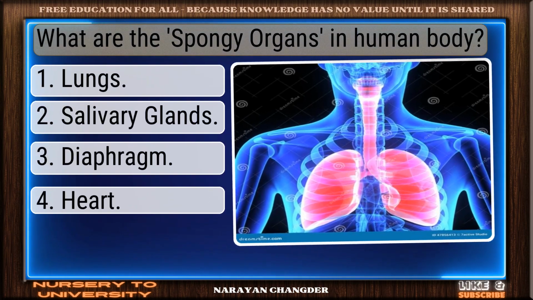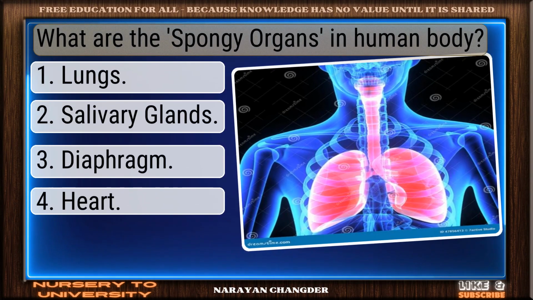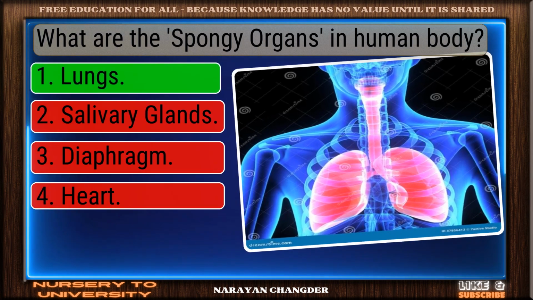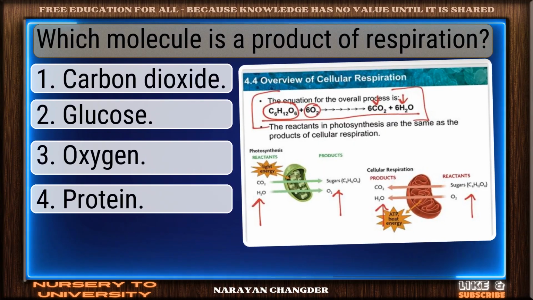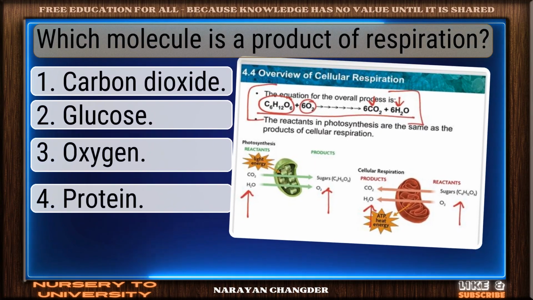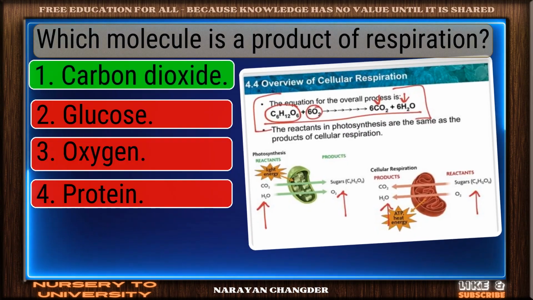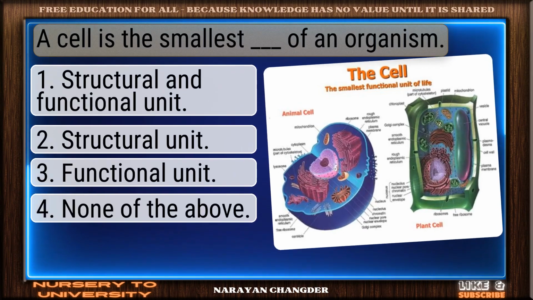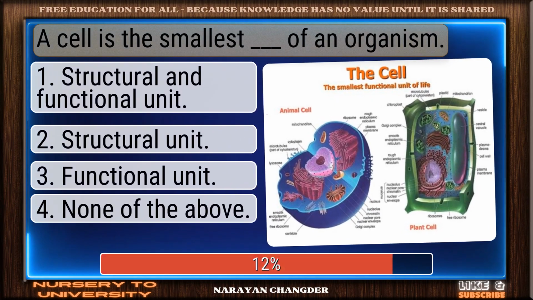Question number 77. What are the spongy organs in human body? Smart pick. Lungs is the correct choice. Question number 78. Which molecule is a product of respiration? On track. Carbon dioxide is the correct answer. Question number 79. A cell is the smallest dash of an organism.